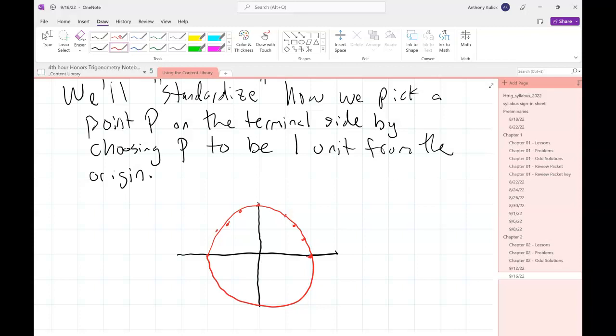What kind of circle is this? This is called a unit circle. Why do we call it a unit circle? Because the radius is 1.